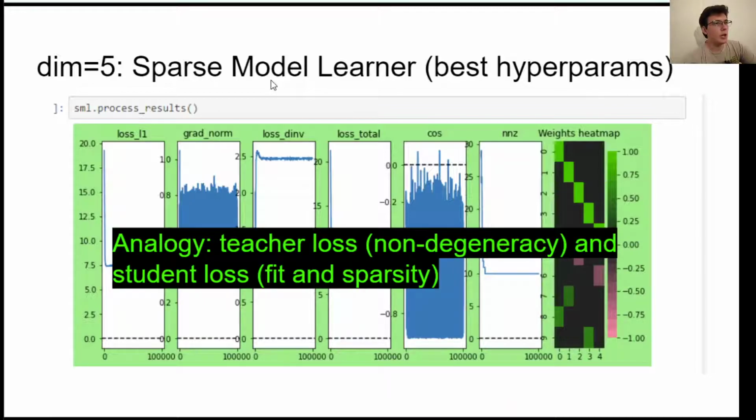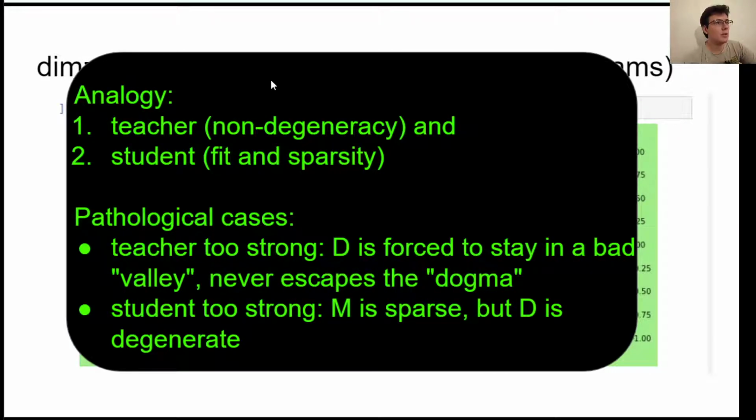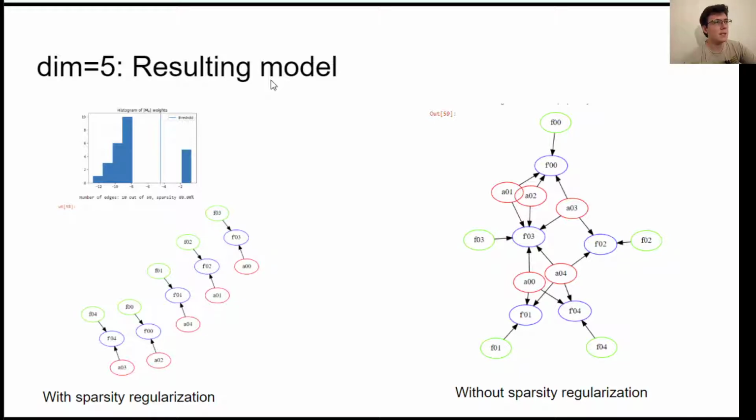During debugging of the training procedure, the following analogy was helpful. We consider the fit and sparsity loss as a student who tries to develop her own understanding, and the non-degeneracy loss as a teacher. If the teacher loss is too strong, the representations are forced to stay in one particular valley, with no chance of escape. The student learns a non-degenerate representation, but the model is not the most simple one. If the student loss is too strong, the model would be sparse at the end, but the representation might become degenerate. Here is one of the successful trials.